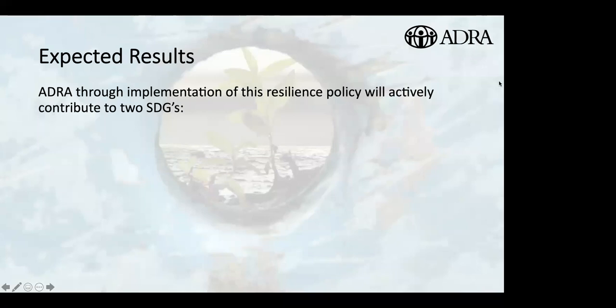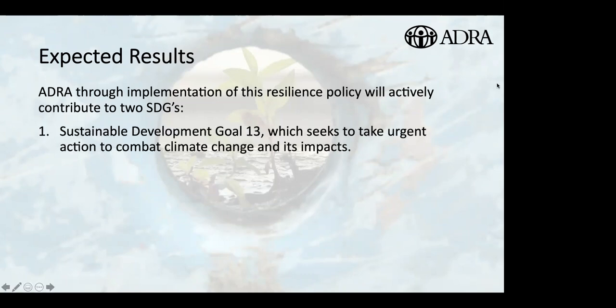Okay, thanks, Prabhuk. So like Prabhuk said, we have some expected results we imagine from some of these frameworks and pathways that we've been discussing. We imagine that the implementation of the resilience policy will contribute to 2 SDGs in particular, particularly SDG 13, which seeks to take urgent action to combat climate change and its impacts, specifically around the indicator 13.1, which talks about strengthening resilience and adaptive capacity to climate-related hazards and natural disasters.